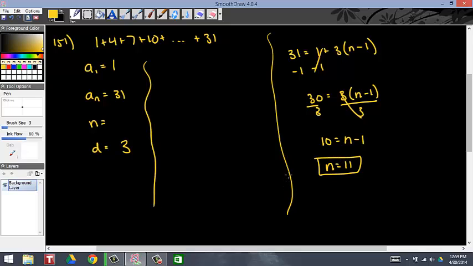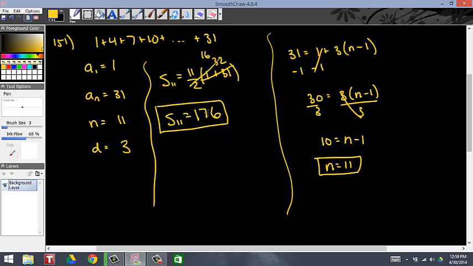Okay? So now we're back to our regular work. What are we trying to do again? Oh yeah, trying to find the sum. So S sub 11 equals 11 over 2 times (a sub 1 plus 31), which is 1 plus 31. 32 divided by 2 is 16. 16 times 11 is 176. And you are done with this problem.